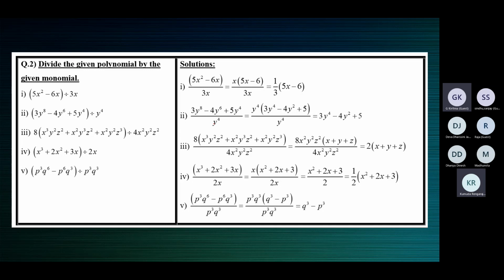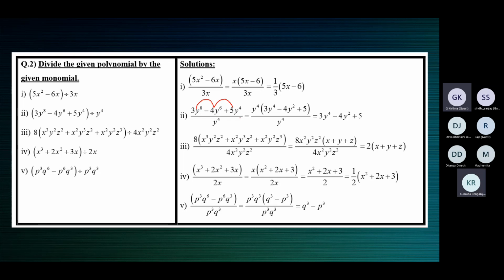So y to the power 4 in the denominator as it is. In the numerator, there are 3 terms. When you look at all the 3 terms, you see that there is nothing common between 3, 4 and 5. The HCF of 3, 4 and 5 is 1. So leave the numbers.